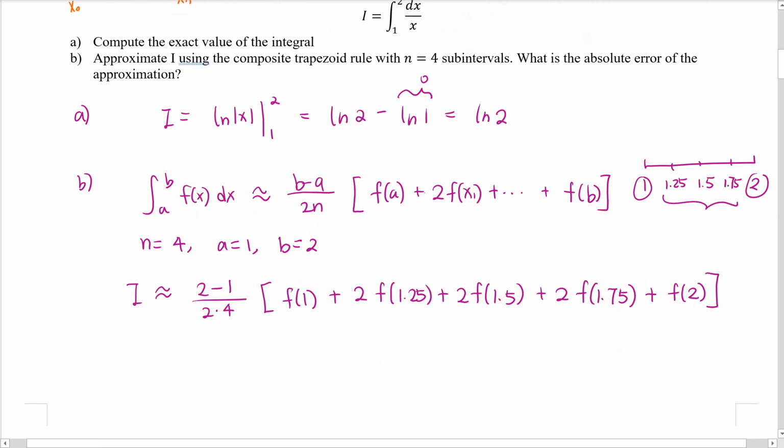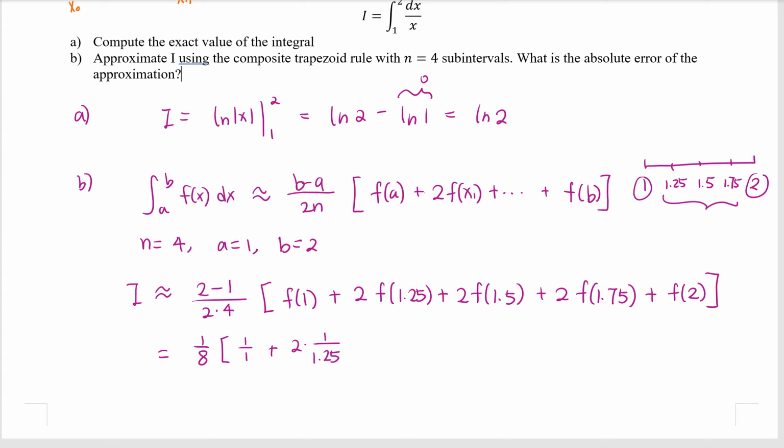Alright, let's continue. Well, 2 minus 1 is just 1, so 1 over 2 times 4 is 1 over 8. f of 1, well, what is f? f is 1 over x, so we have 1 over 1, and then f of 1.25 is 1 over 1.25, and 1 over 1.5, 1 over 1.75, and 2.